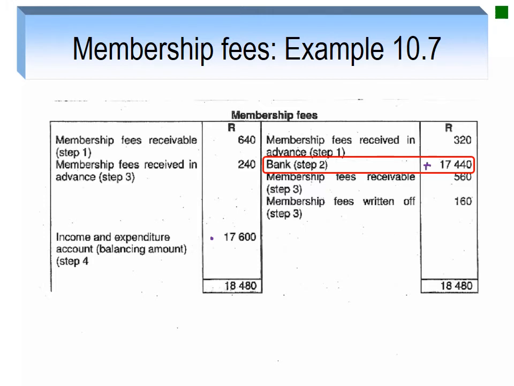Some of it was last year's fees that hadn't yet been paid, some of it is this year's fees, and some of it is fees paid in advance for next year.